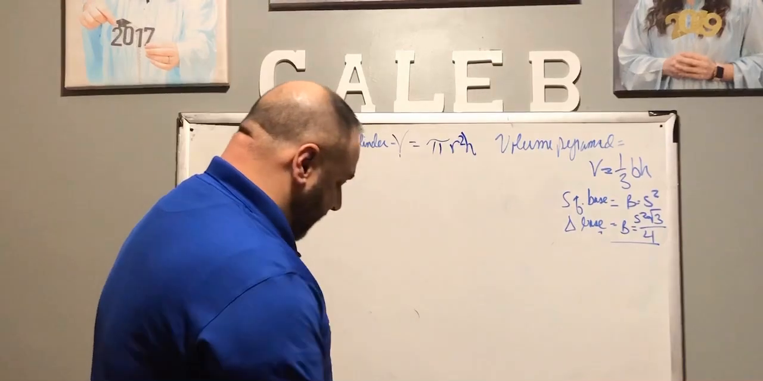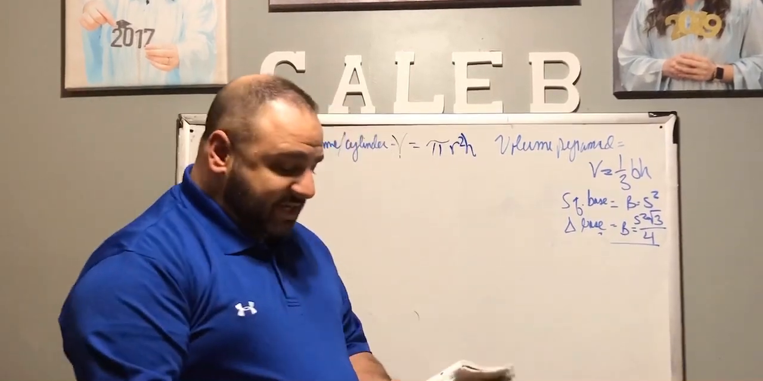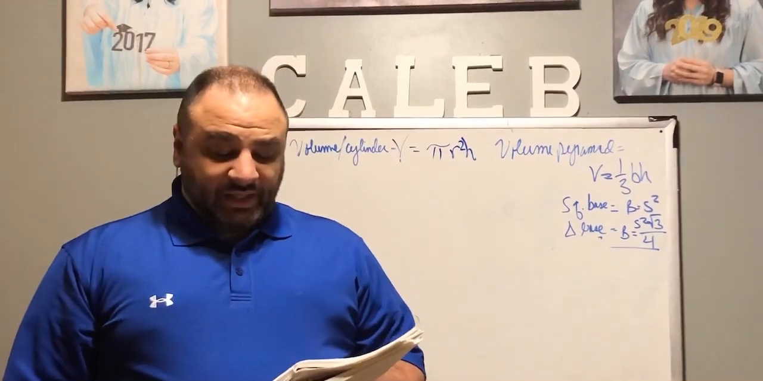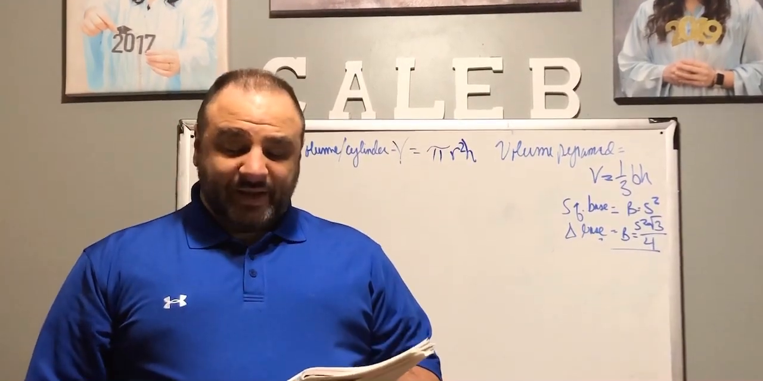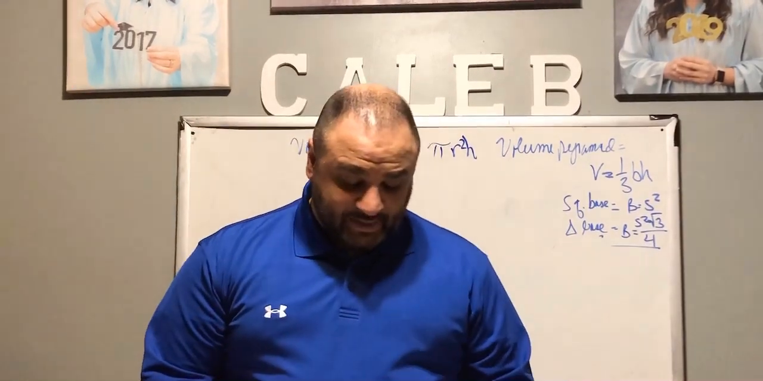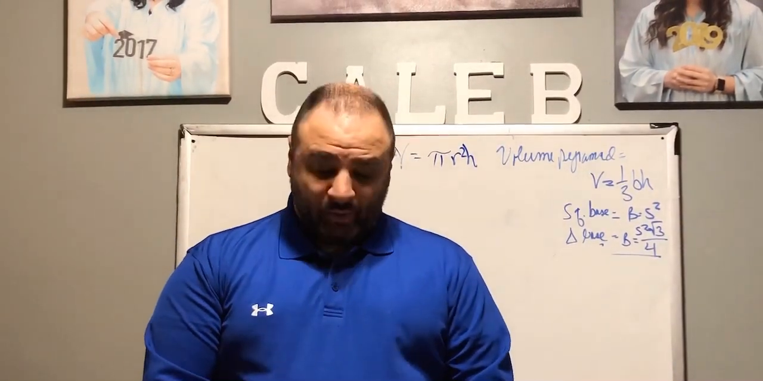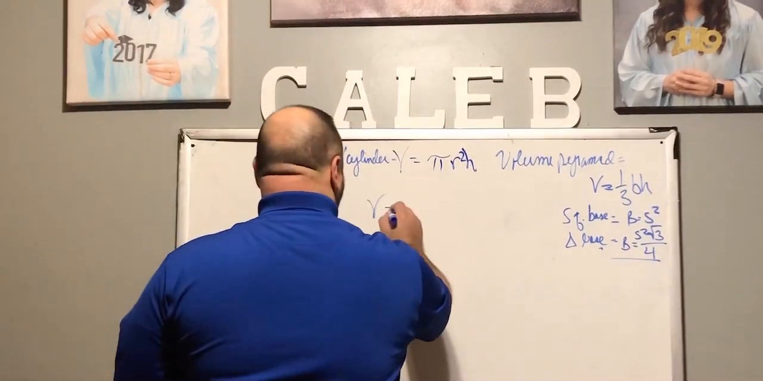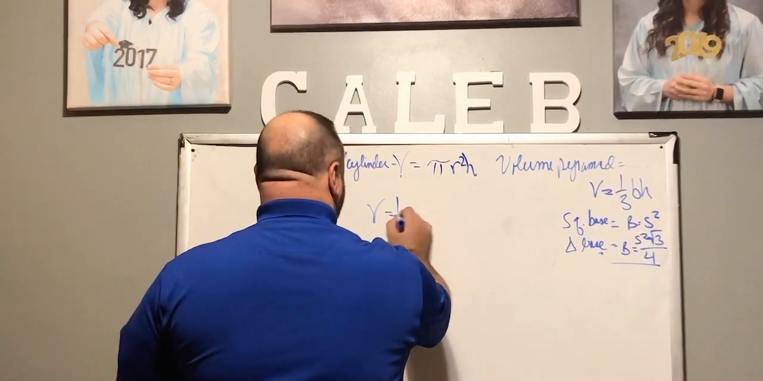Number 11. All right, it says that the base of a triangular pyramid forms a right triangle. The legs of the triangle are 3 centimeters and 8 centimeters. If the altitude of the pyramid is 15 centimeters, what is the volume of the pyramid? So let's quickly look here. All right, so we have volume equals 1/3.